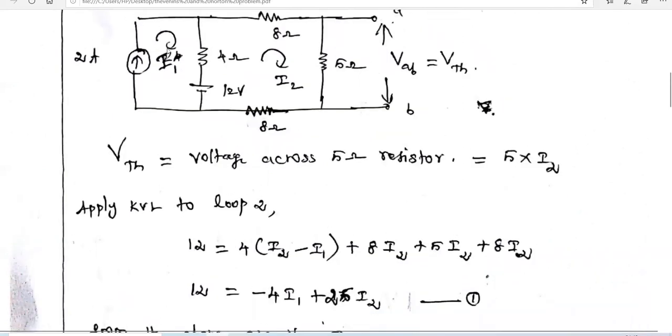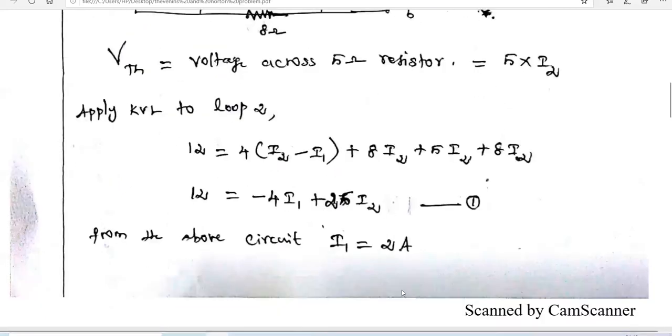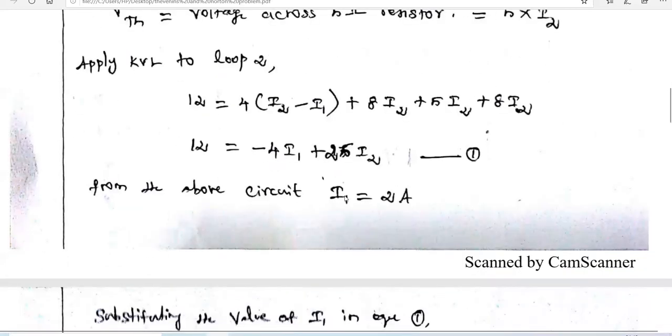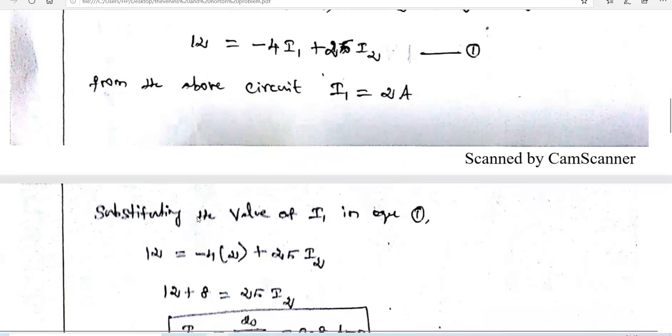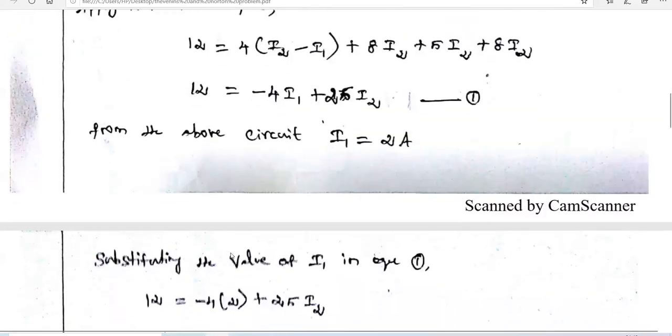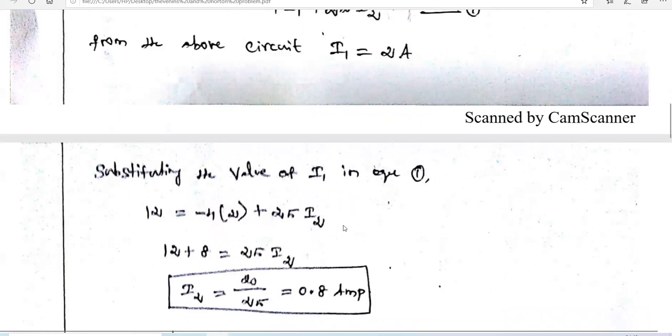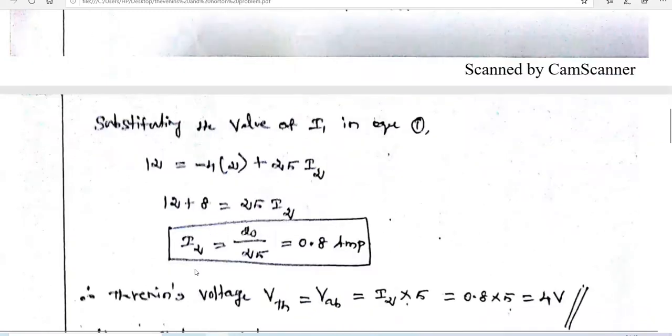From the first loop, we can directly write the value of I1 as the current source value, since this current source's current always flows through this loop. So I1 is 2 amps. Substituting the value of I1 in the above equation, the I1 term is replaced, so we get 12 equals minus 4 into 2 plus 25 into I2. Rearranging, we find I2: it is 20 divided by 25, which is 0.8 amps.